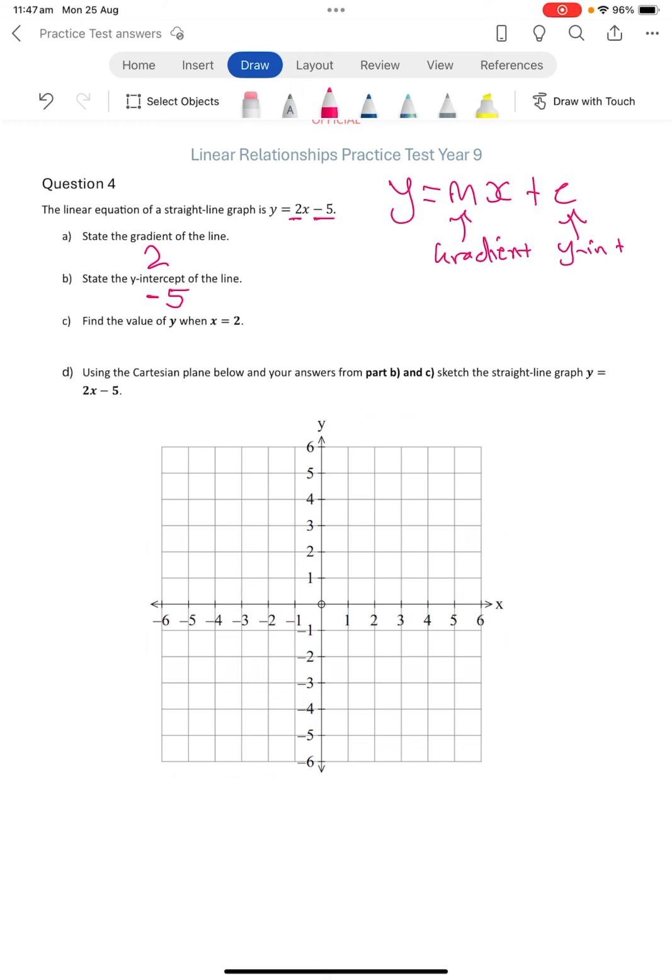Find the value of y when x equals 2. So we're going to be doing a substitution here. So replacing the x with a 2, I get 2 times 2 minus 5, y equals -1.